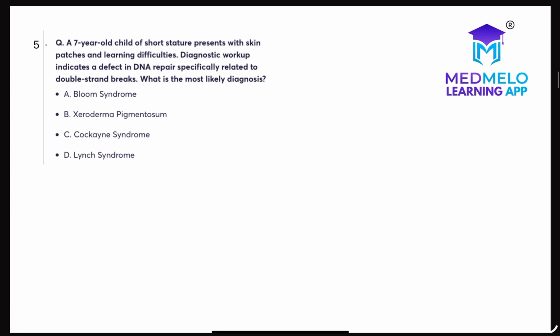And we are moving on to the fifth question. The fifth question is: a 7-year-old child of short stature presents with skin patches and learning difficulties, and the diagnostic workup indicates a defect in DNA repair, specifically related to double strand breaks. What is the most likely diagnosis? The options are Bloom syndrome, xeroderma pigmentosum, Cockayne syndrome, and Lynch syndrome.